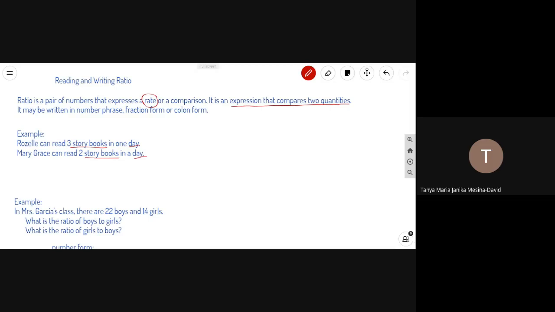So this means that this statement shows the rate. And this is where the ratio will come. Okay?